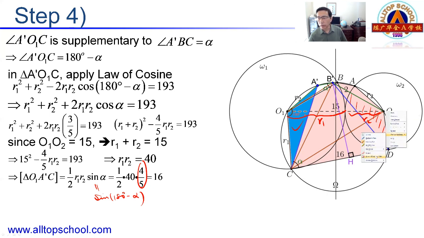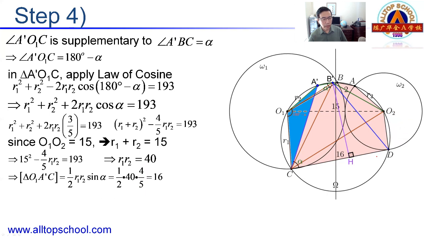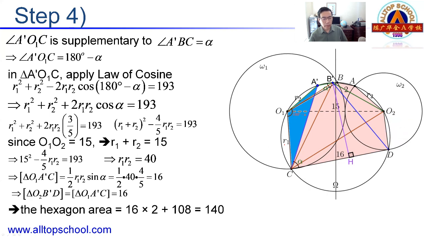Okay, and then we're almost done. We just get the same area on the right side. And then we get the hexagon area by just adding the two triangles and also the earlier calculated trapezoid area, 108. And you find out the answer, 140. And then we are done.